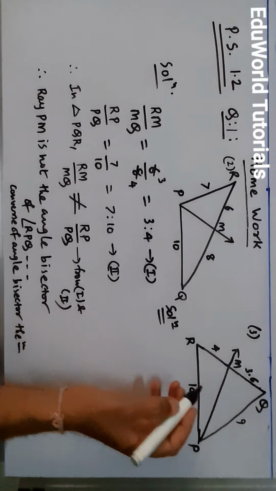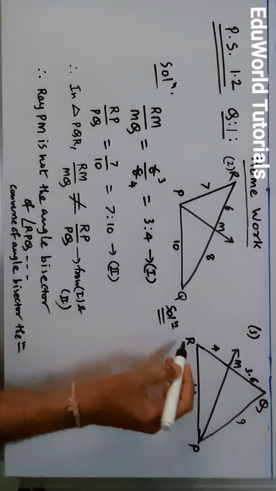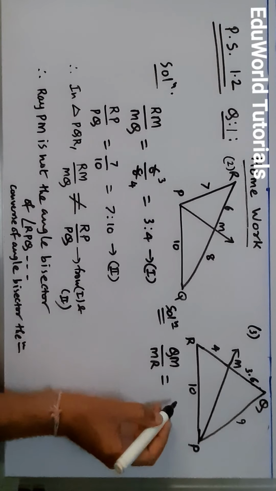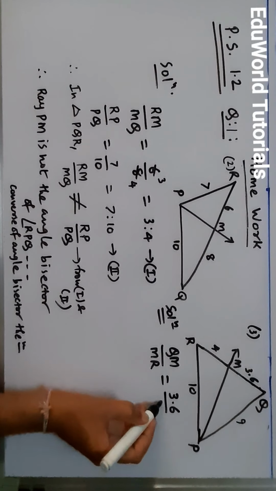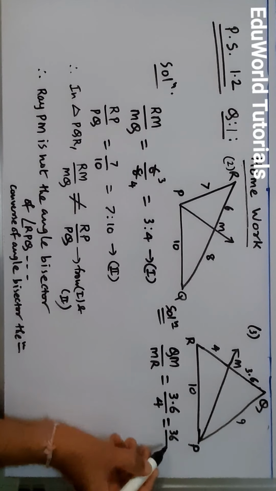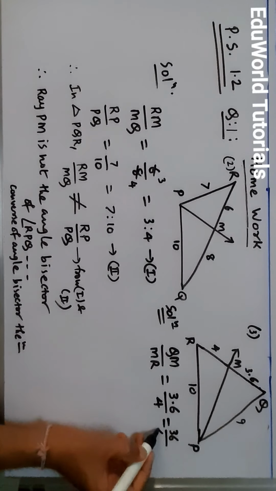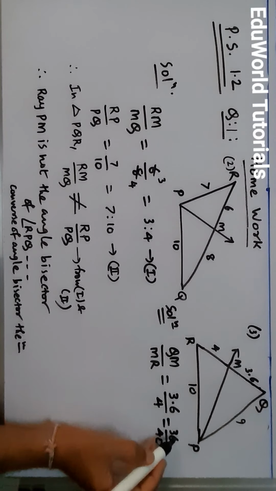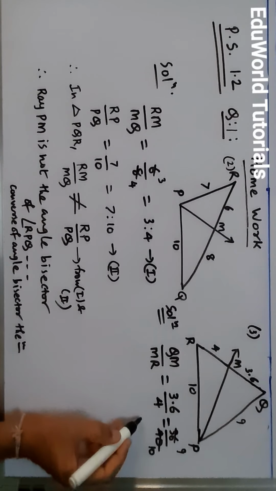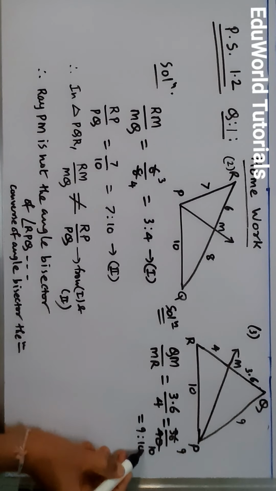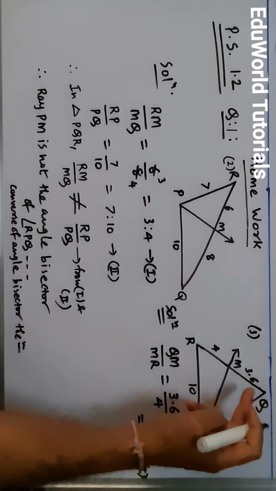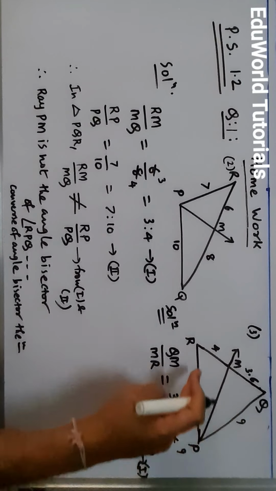So check out first which ratio we have to find. Ratio QM to MR. That is equal to 3.6 upon 4. Now remove the decimal point. This will become 36. So I have to multiply the denominator by 10. It will be 40. Now use the table of 4. 4 9s are 36. 4 10s are 40. So the ratio is 9:10. Result number 1.